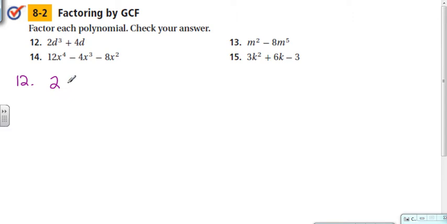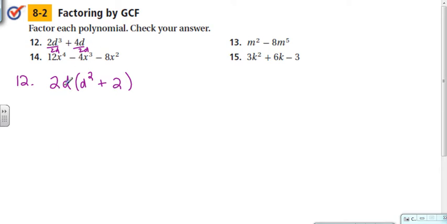Between the letters, there's 3 D's, there's 1 D, so they have a D in common. So then you factor that out. So basically what you're doing is you're dividing each of these by 2D. Or you can say 2D times what gives me 2D cubed? Well, I'm missing a D squared. 2D times what gives me 4D? Well, I'm missing a 2. 2D times 2 is 4D.